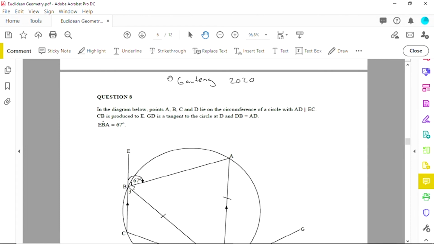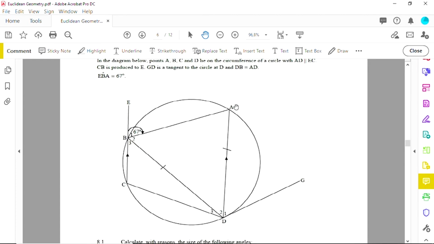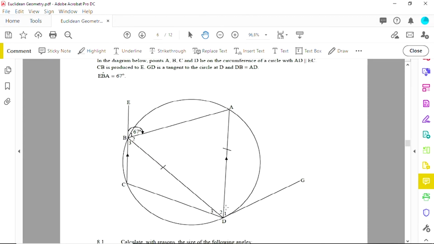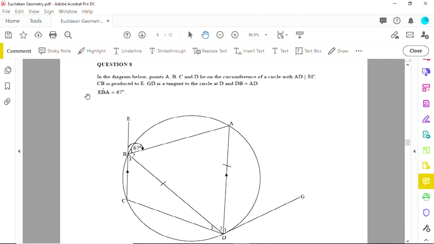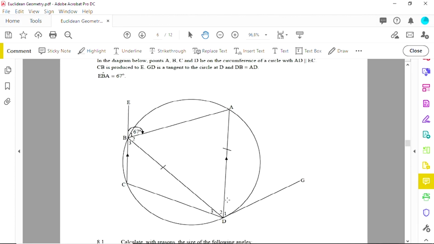Now, this example is taken from a Gauteng 2020 trial exam. It's question number 8 of the exam. In the diagram below, we have points A, B, C, D, which lie on the circumference of a circle with AB parallel to EC. CB is produced to E. GD is the tangent to the circle. And BD is equal to AD.